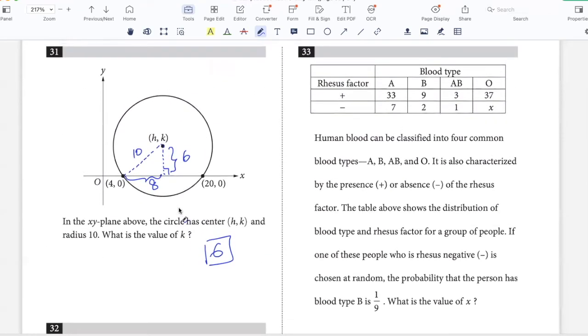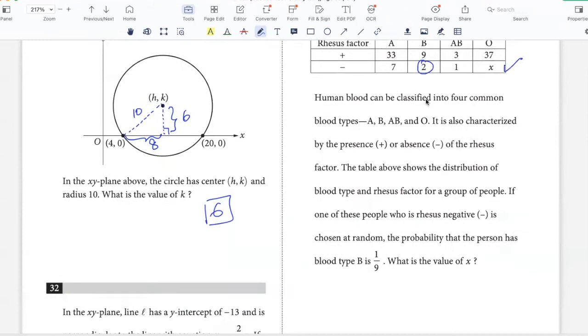Human blood can be classified into 4 common blood types, A, B, AB, and O. It is also characterized by the presence or absence of the rhesus factor. The table above shows the distribution of blood type and rhesus factor for a group of people. If one of these people who is rhesus negative, okay, so we are looking at this row, is chosen at random, the probability that the person has blood type B, okay, is 1 by 9. What is the value of X?